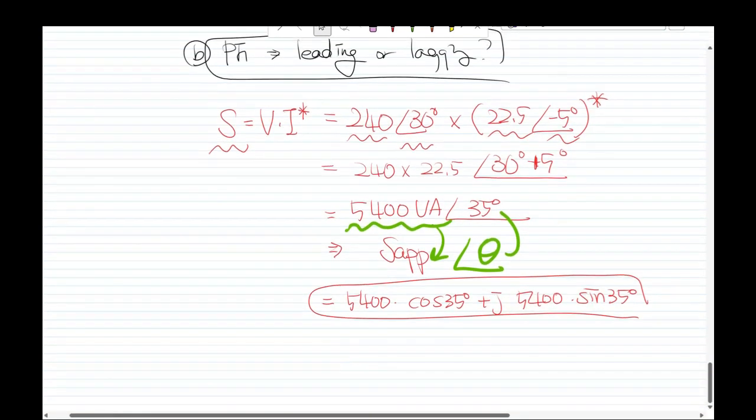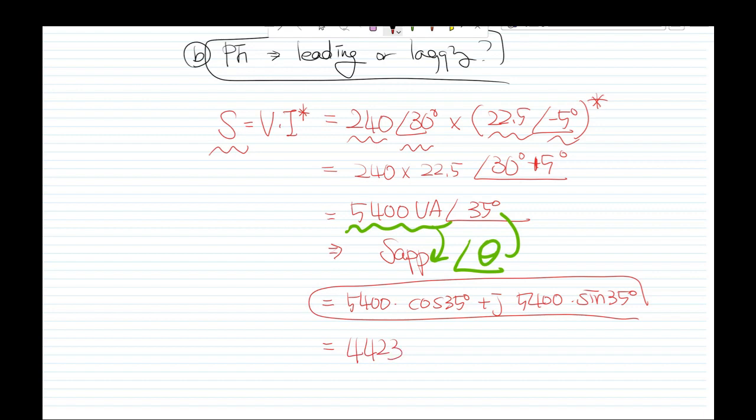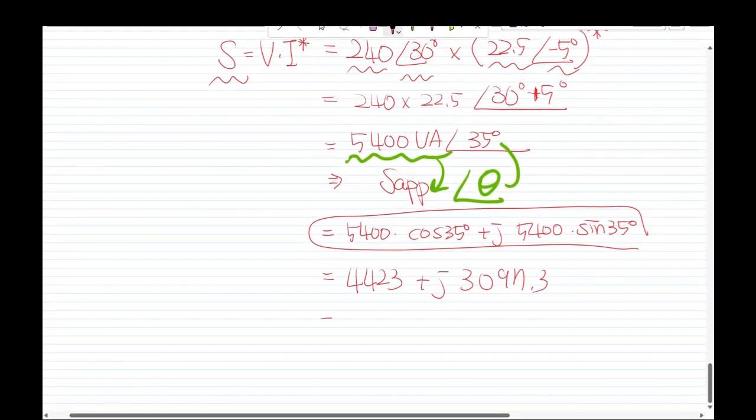Okay, so let's say I have a calculator. 5,400 multiply cosine 35 is 4,423, plus the j 5,400 multiply sine 35 is 3,097.3.